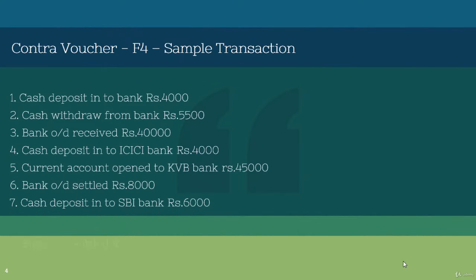First sample transaction, cash deposit into bank 4,000. We should use the contra voucher. Cash withdraw from bank 5,500, bank order receive 40,000, cash deposit into ICICI bank 4,000, current account open KVB bank 45,000, bank order settle 8,000, cash deposit into SBI bank 6,000, bank order settle 3,200, amount withdraw from bank 4,300, and the last sample transaction is bank order receive 7,600.